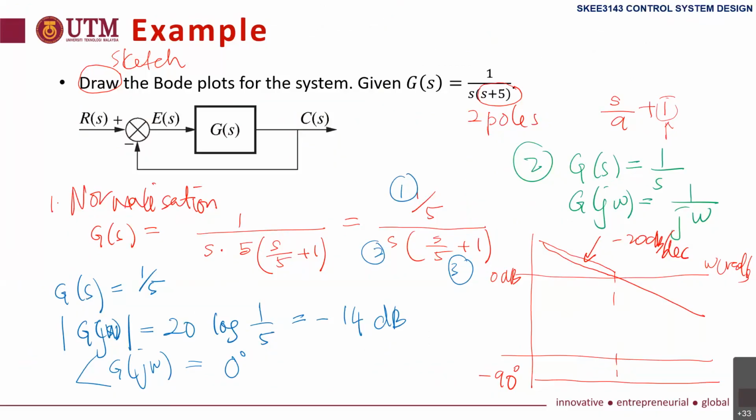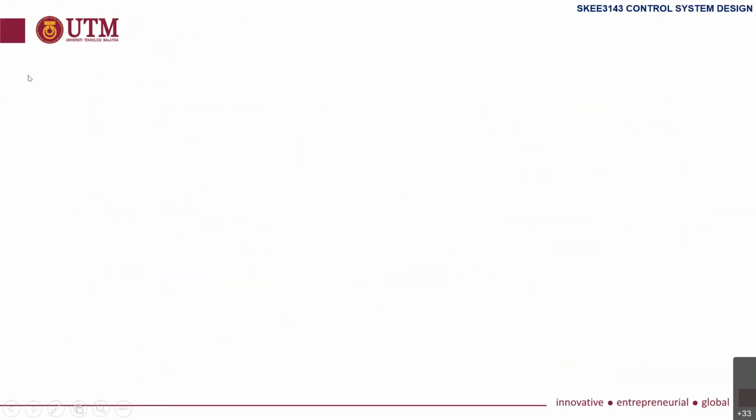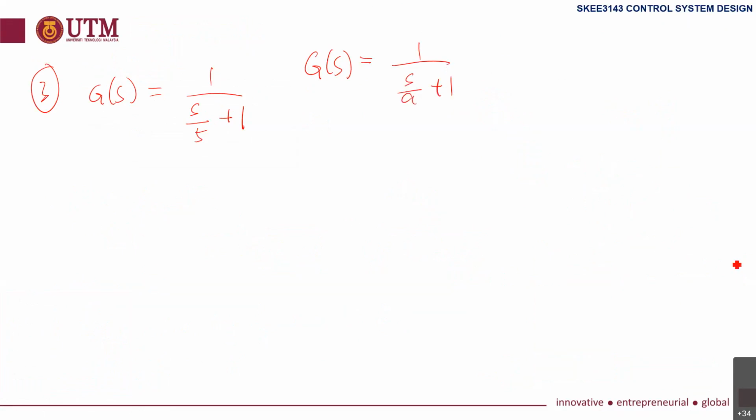Next is the third component, number 3. G(s) is 1 over s over 5 plus 1. Check your notes for G(s) equal to 1 over s over a plus 1. Remember that a here is called the break frequency.